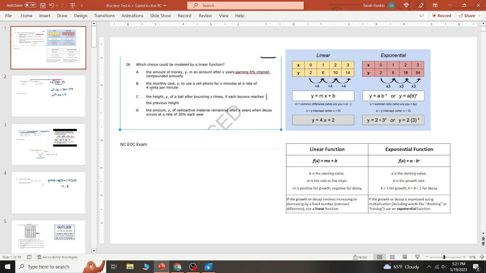The second one, you're adding 4 cents per minute. So that looks like the winner. Let's just double check the other ones. Reaches 2/3, so you're multiplying by 2/3, 30%. Anytime it's a percent, it's going to be your exponential equation. Anytime you're multiplying by a fraction, it's going to be your exponential. Remember, your linear is where you're adding a set amount, adding 4 cents per minute every time.